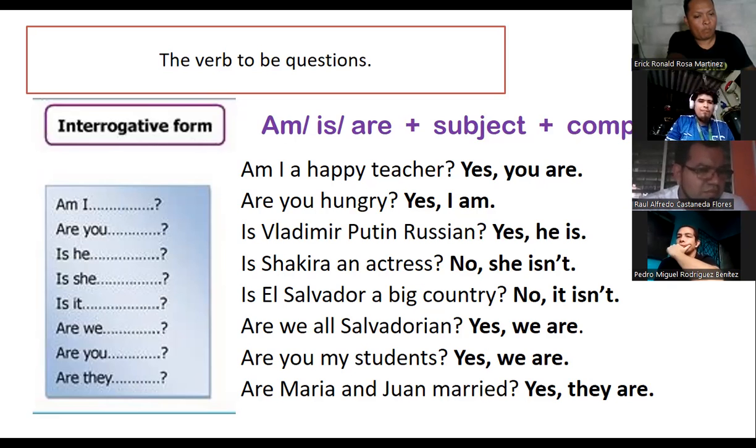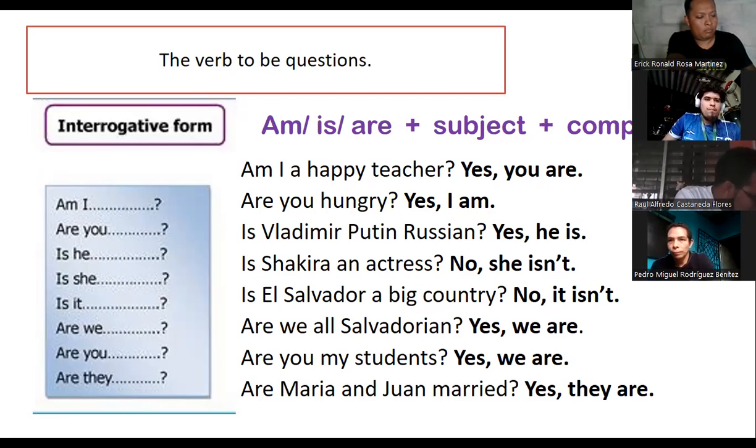Esa sería la pregunta. Primero, el verbo to be. Luego, el sujeto. Y por último, el complemento, que puede ser un adjetivo, una cosa. Por ejemplo, your favorite color, your favorite singer, your favorite actor, your age, tu edad, nacionalidad, profesión. Por ejemplo, le puedo preguntar, ¿is Pedro a doctor?